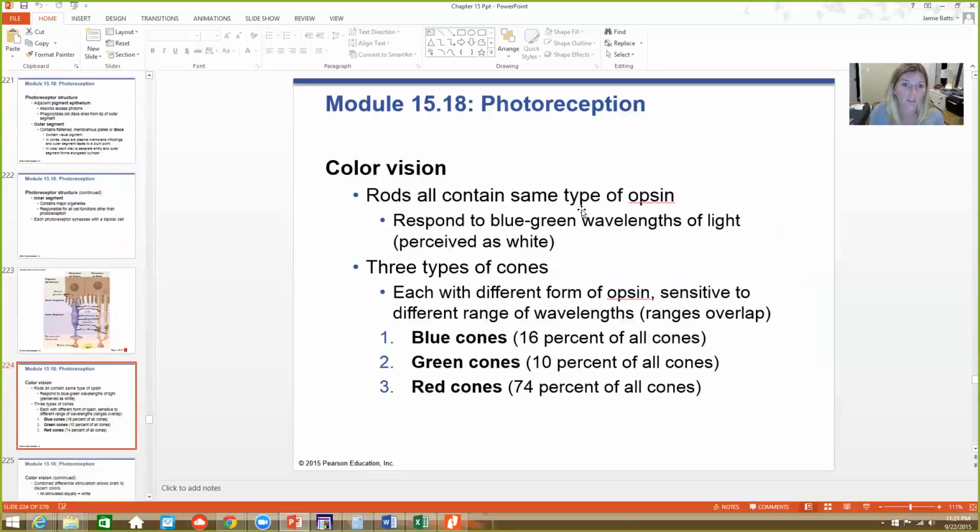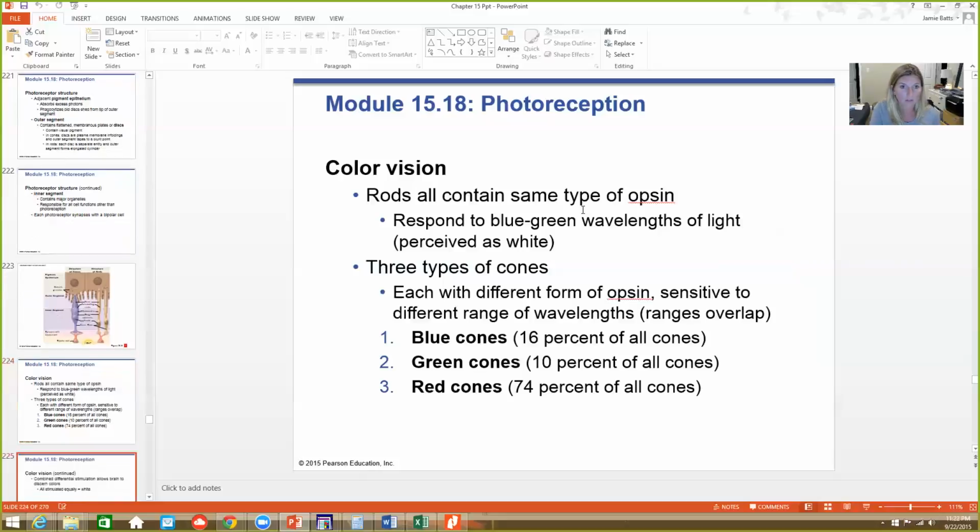So let's talk about color vision first. The rods contain all the same type of opsin. They respond to blue-green wavelength as well as white. But there's three types of cones. Cones are, again, very fine acuity. We can differentiate things with cones. You have blue cones, you have green cones, and you have red cones. The majority of your cones are red cones. You do have blue cones and green cones in very small quantities.